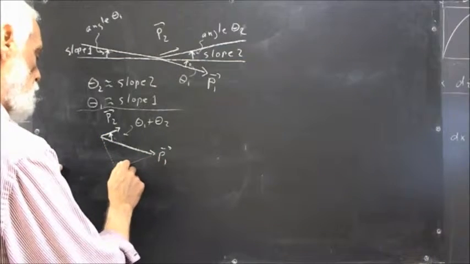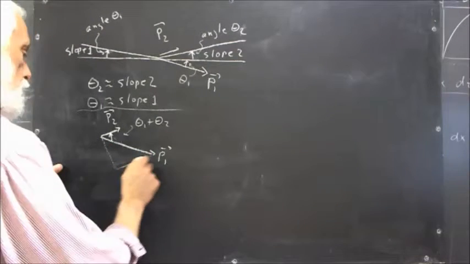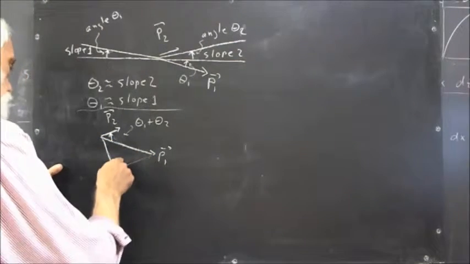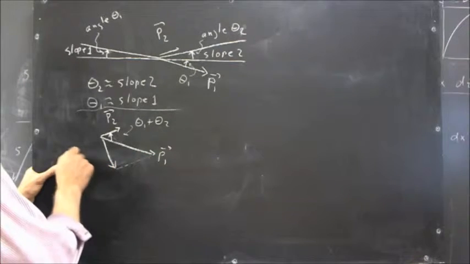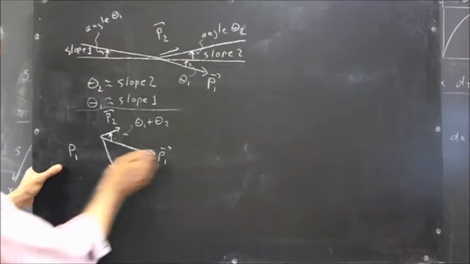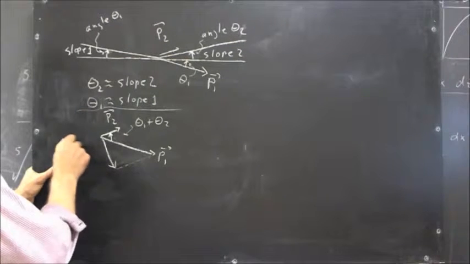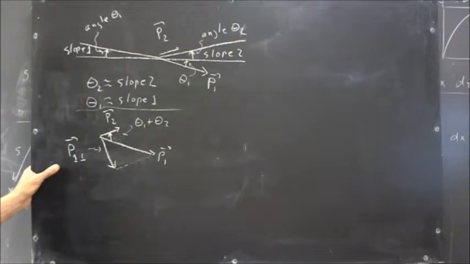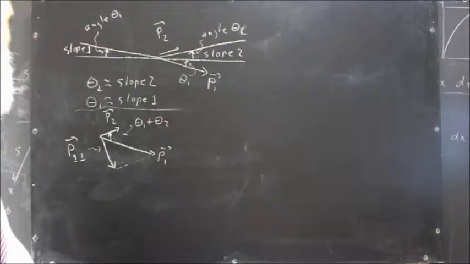Okay, so here's our perpendicular component of P2. Here's the perpendicular component. Projection line here, should have dotted that. So, I'm sorry, that's the projection of P1. That's P1 perpendicular. And what is that equal to?